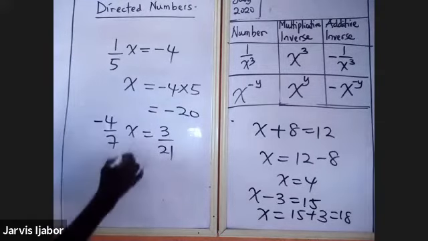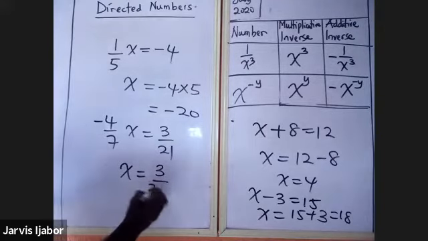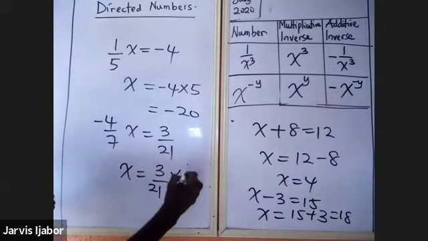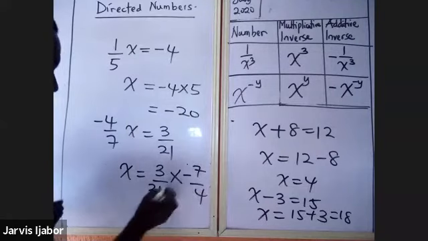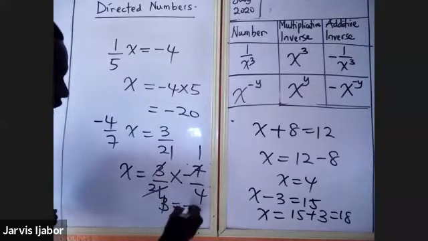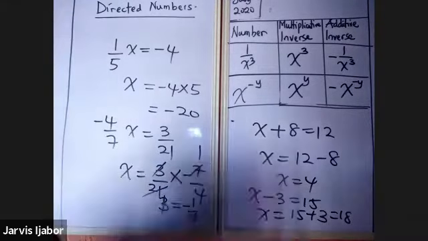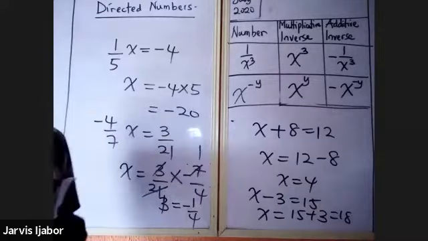But the order turns. So this is just x equal to 3 over 21 times negative 7 over 4. 3, 1, and my final answer becomes what? Negative 1 over 4. Are you seeing that? So that's the concept of additive and multiplicative inverse.